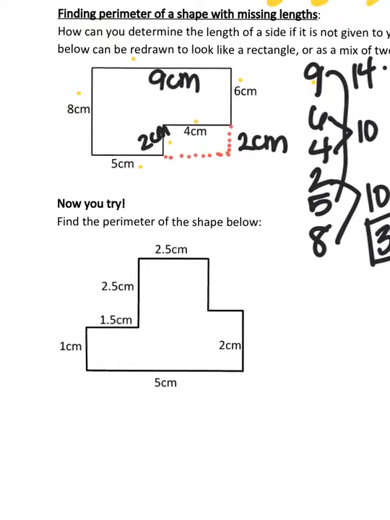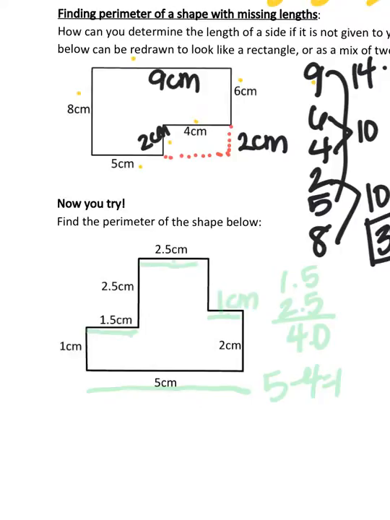Let's go down here, same thing. Sometimes it's hard to see these. If you use a different color, maybe that helps. So everything that's a horizontal length, I'm going to highlight in green. Okay? And I know that those 3 segments have to add up to what this segment is. So I have 1.5 and 2.5, which gives me 4. But I know that whole length has to equal 5. Well, 5 minus 4 equals 1. So this little piece right there has to equal 1.